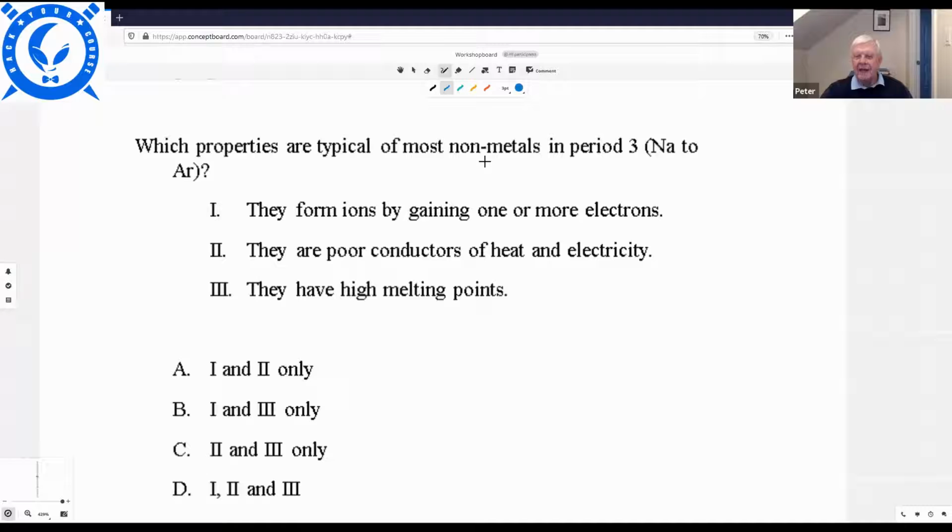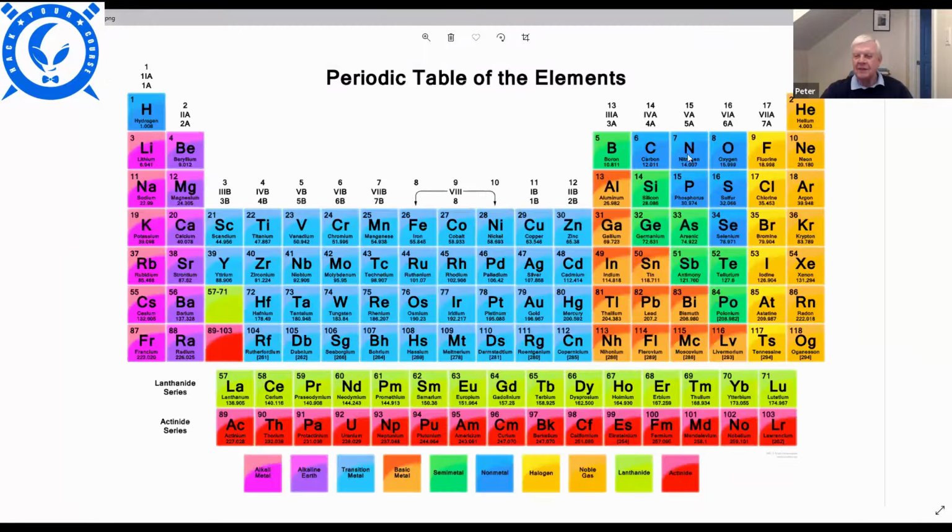These are the non-metals in period 3. So these are the guys on the right-hand side. They form ions by gaining one or more electrons. Let's remind you of the periodic table. So we're talking about these guys over here. What's their tendency? Their tendency is to acquire electrons to get to the noble gas configuration. So that statement seems to be true, one would think.